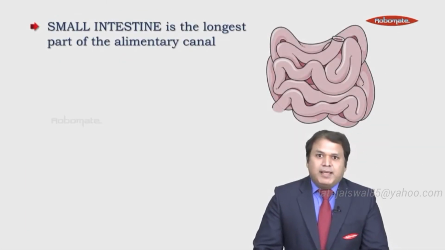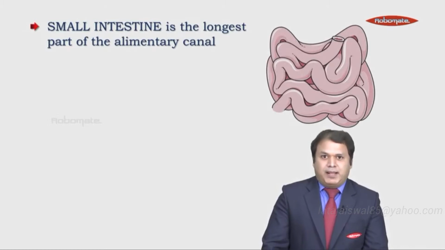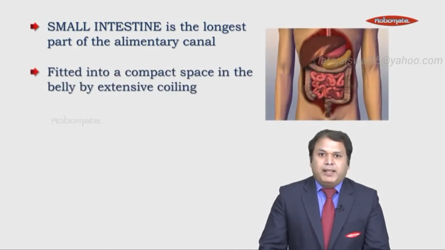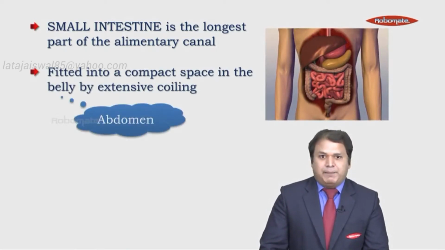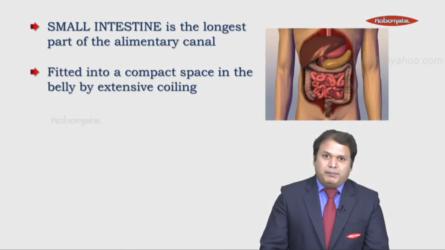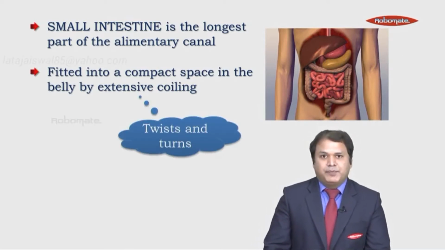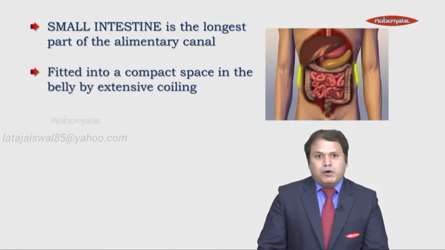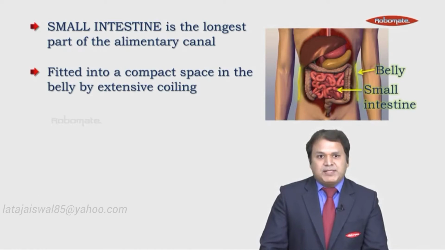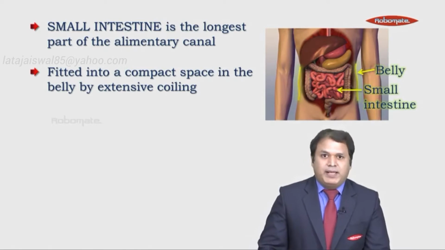Small intestine is the largest part of the alimentary canal. When I say large, how large? It is about 5 to 6 meters. And it is fitted into a compact space in our belly by extensive coiling. Now when I say belly, it means the abdomen, and extensive coiling means there are a lot of twists and turns. So you can see in the figure that the small intestine is a highly coiled structure, and it is placed inside the belly in a very compact space because of this extensive coiling.